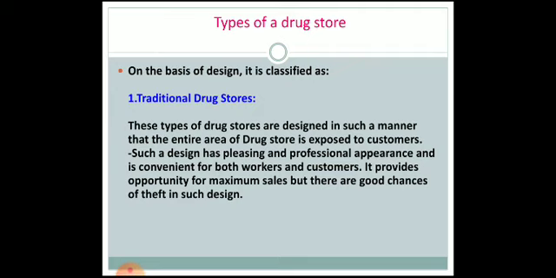Types of drugstore. The first one is the traditional drugstore. This type of store is designed in such a way that the entire area of the drugstore is exposed to the customer. The design has a pleasing and professional appearance, convenient for both worker and customer. This gives an opportunity for maximum sale, but there are good chances of theft in such a design.